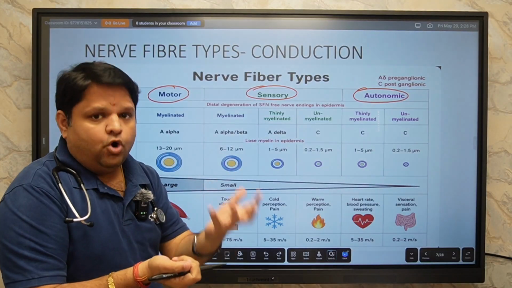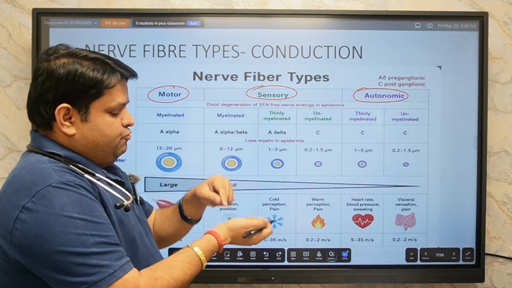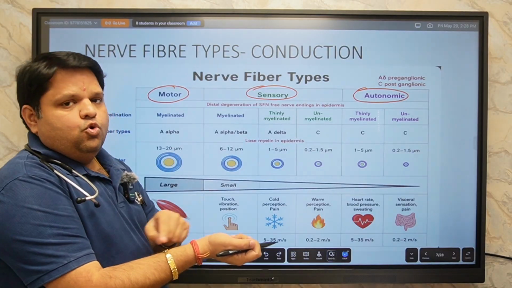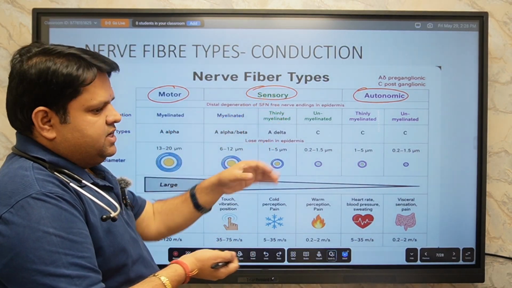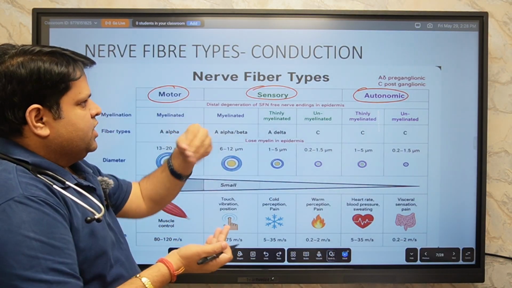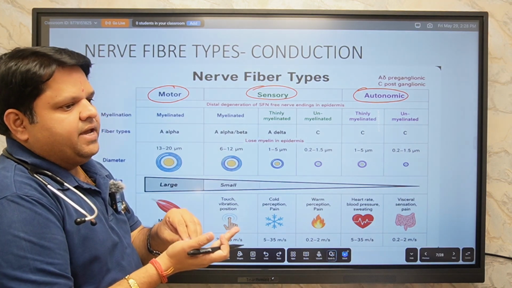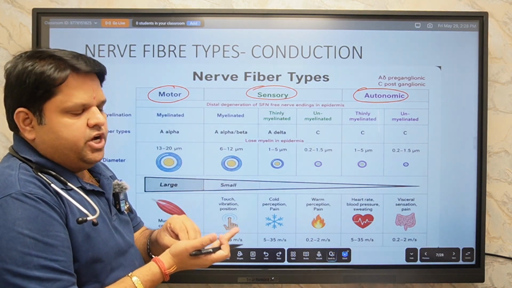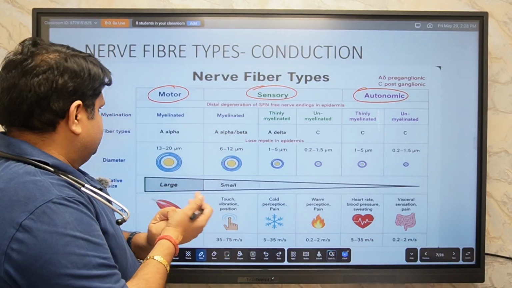The movement of the body, movement of the joint, or movement of the muscle is the work of motor nerve fiber. From the periphery, sensory fiber goes up to the spinal cord and to the brain. So sensory fiber's work is to carry sensation from the peripheral part to the brain, and the autonomic part maintains the integrity of the autonomic system, like sweating, blood pressure, pulse rate. So these all are coordinated by the autonomic nervous system.